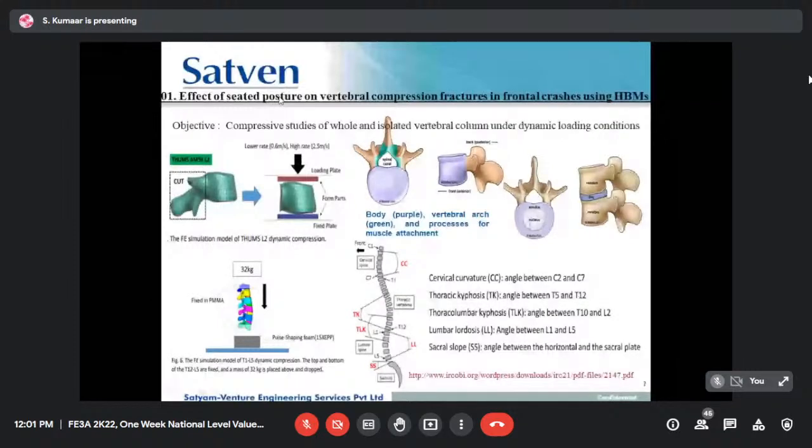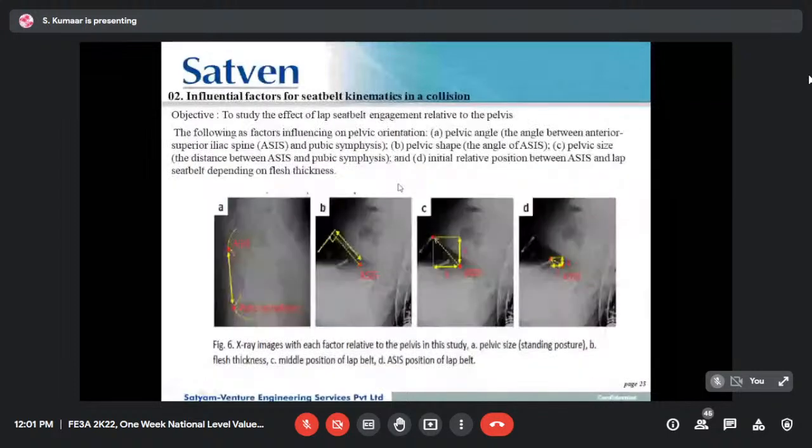So the next project is the influence factors on the seat belt kinematics during the collision. How does the seat belt move during the collision, and what factors influence the seat belt sliding? The objective of this project is to study the effect of the lap seat belt engagement relative to the pelvis.